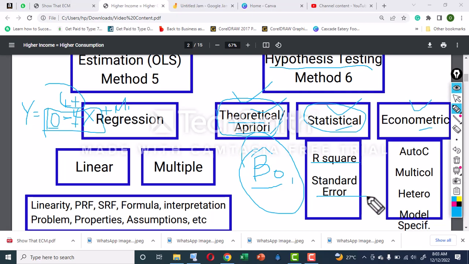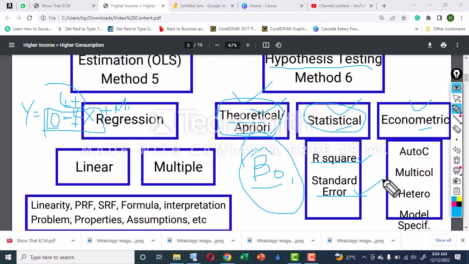The 2 of them are very, very important. This statistical test is basically meant for you to test the statistical reliability of your model. Statistically, can your model be trusted? That's just what you are trying to do. And we use the R squared, that's the coefficient of determination, and the standard error to check this.